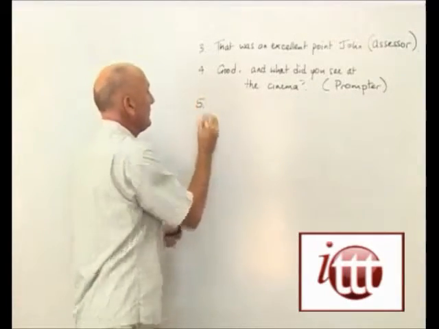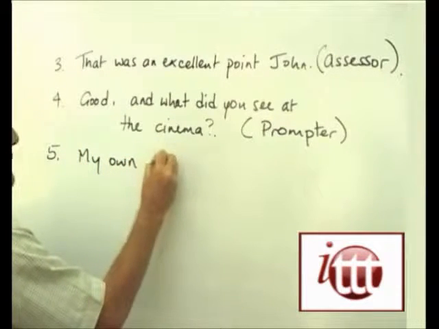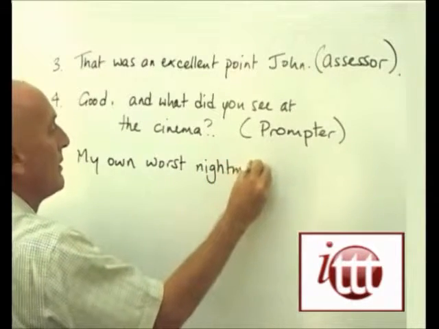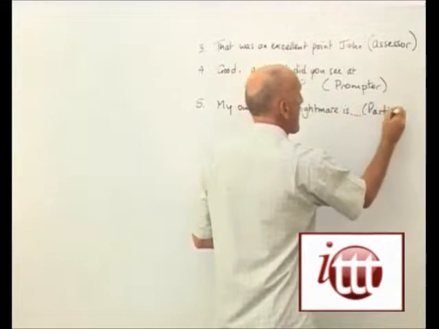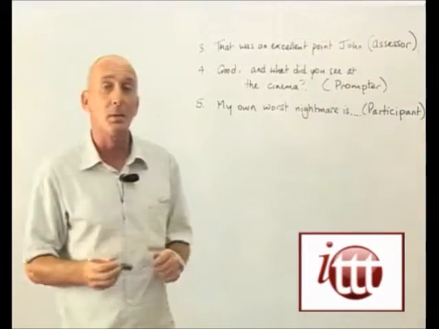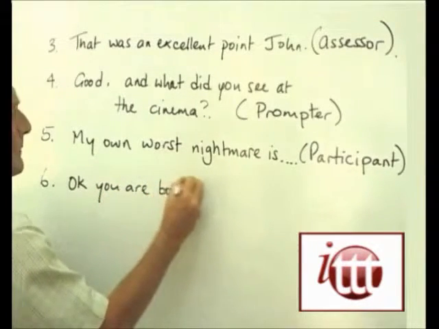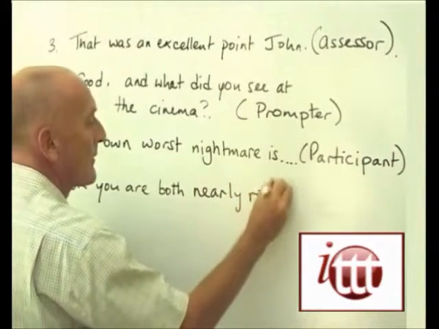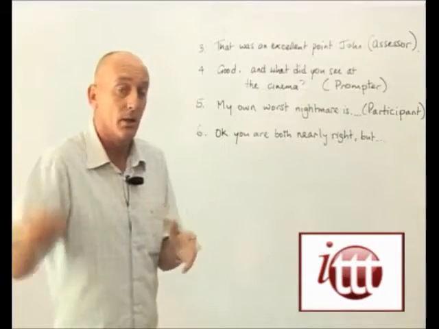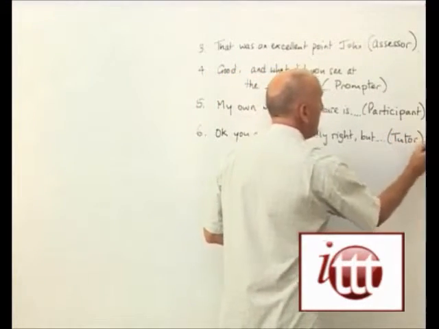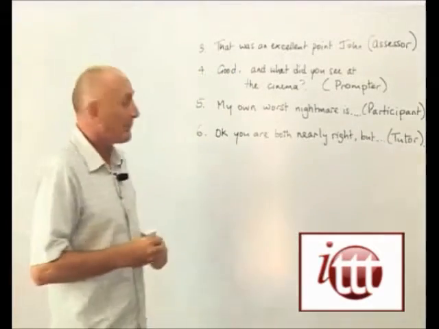Fifth example. "Those have all been very good examples that you've given. My own worst nightmare is..." And the teacher is therefore becoming part of the class itself, and we could call that acting as a participant. Next one. Talking to a pair who are working, "Okay, you're both nearly right, but," and then go on to explain something. When working with individuals or with small groups, you're acting more as a tutor than a teacher for the whole class. Next example.